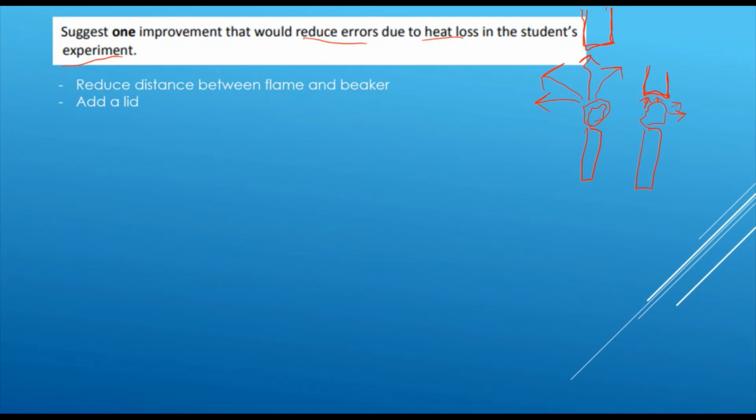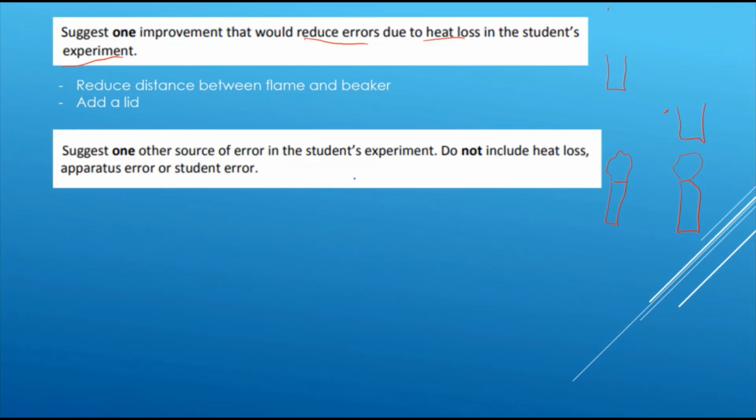It will be mainly going towards the beaker, so this will minimize the heat loss, as well as adding a lid to keep the heat inside. This will also minimize the heat loss. Another common question in these type of questions is: suggest one other source of error in the student's experiment, excluding heat loss, or apparatus error or student error. So this can be due to incomplete combustion. We require complete combustion for this, but we might get incomplete combustion instead, which is basically an error.